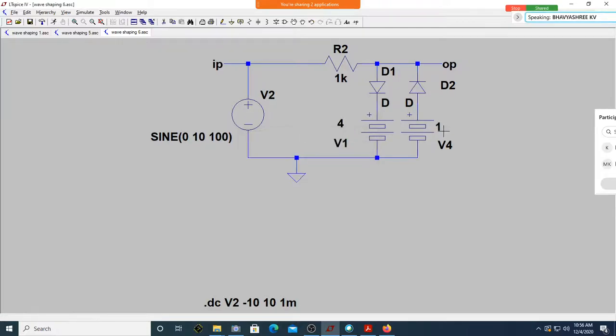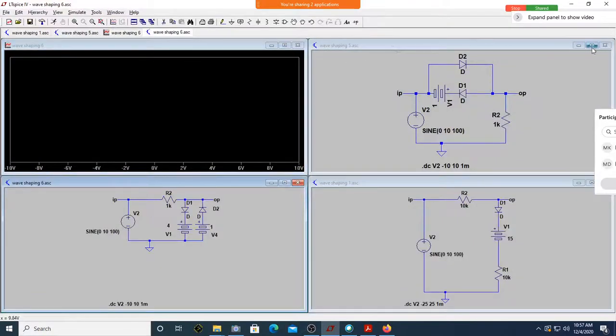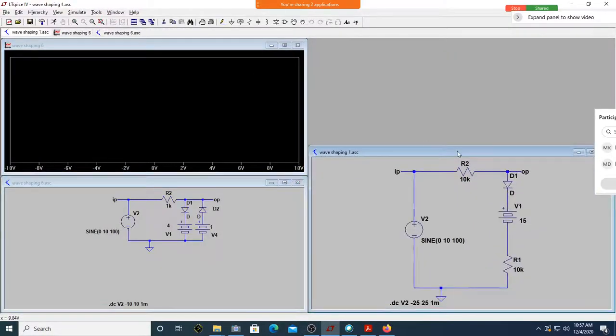Don't expect the output voltage to be exactly at 1 and 4. It will be 1.4, 1.7 and 4.7. Shall I run it? Actually, I am just running it here to see the transfer characteristics. You can see I am just putting a dot DC V2 minus 10 to 10 with an increment of 1 volt. If I save it and then run, okay, let me remove the other circuits.